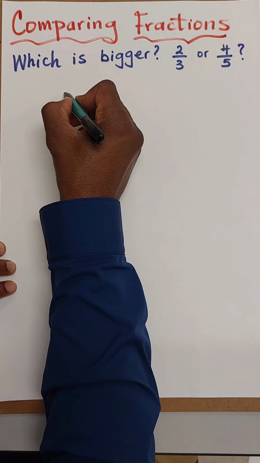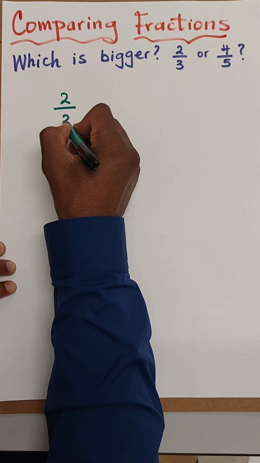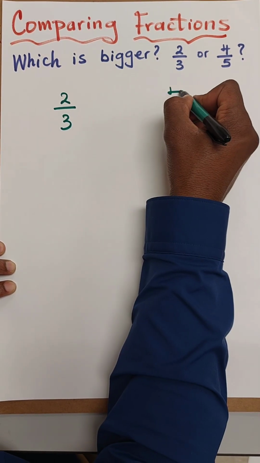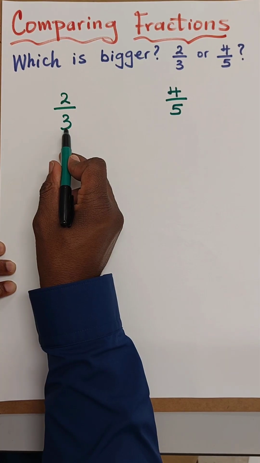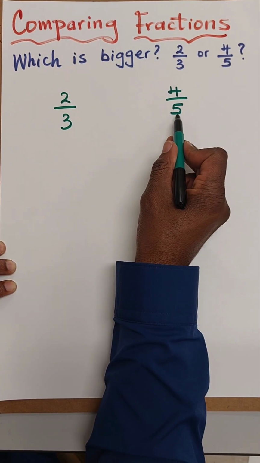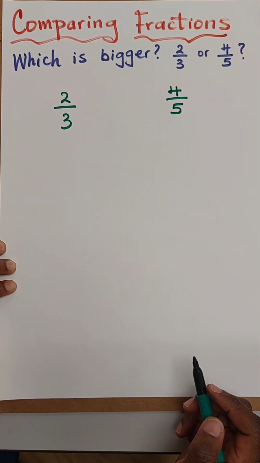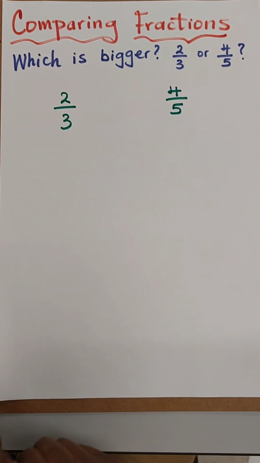So this is how you want to do it. You want to have 2/3 sitting here and you want to have 4/5 sitting here. All right, the denominator here is 3 and the denominator here is 5. We know that to get a common denominator, we do 3 times 5, which is 15. So this is how that common denominator works out.